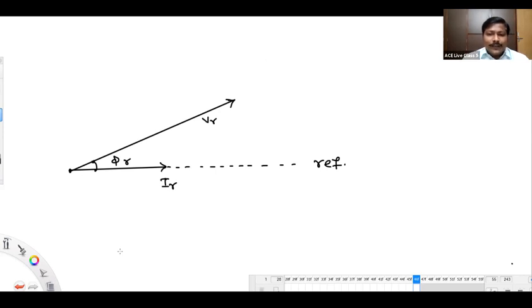No, you should not say that, Siva. You should not say that. It depends upon load.